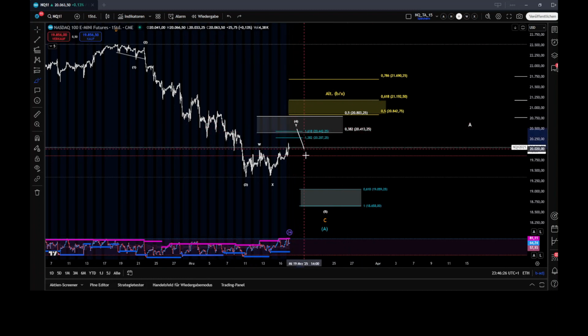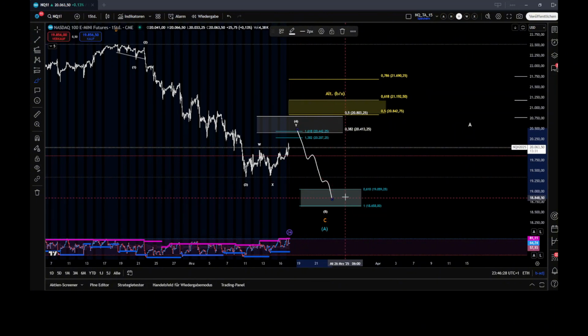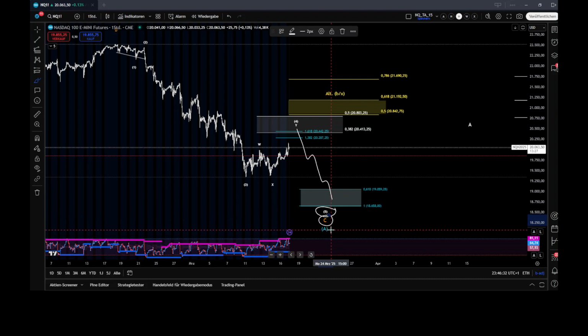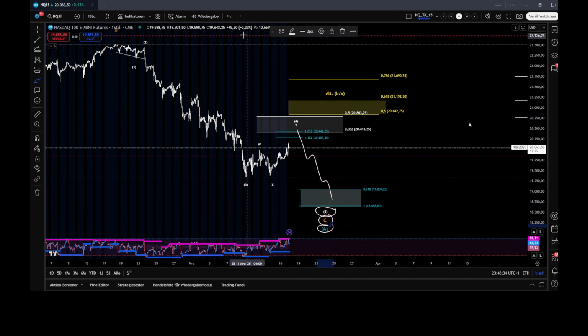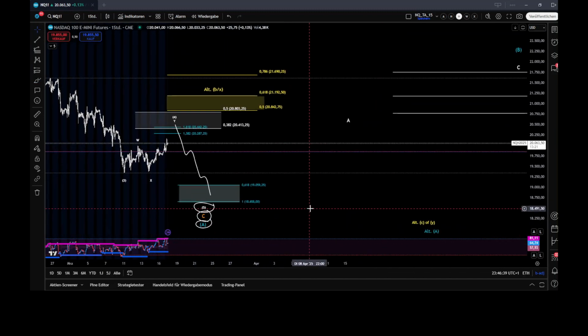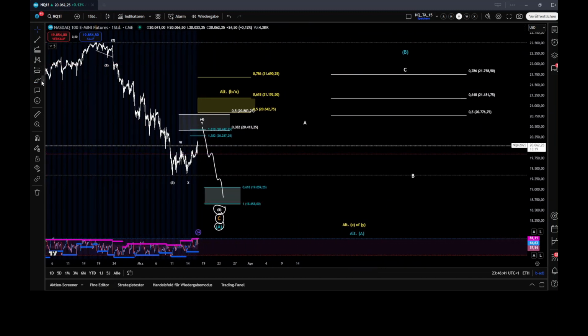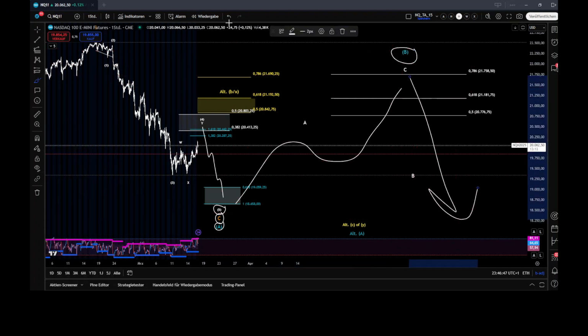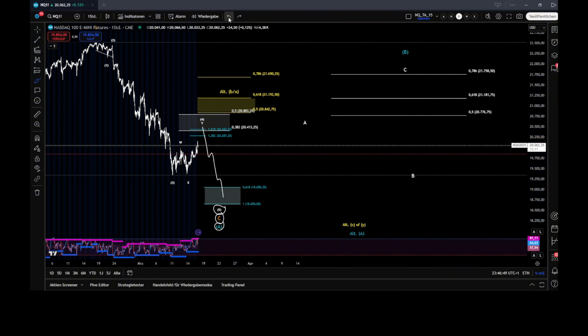From here, I do expect another sell-off to the downside in 5 waves. So this needs to be an impulse to finish the 5 of minus C of my intermediate wave A. And from here, I do expect another B wave of the intermediate degree in 3 waves to the upside, and then another sell-off to the downside. So that is at the moment the white scenario.